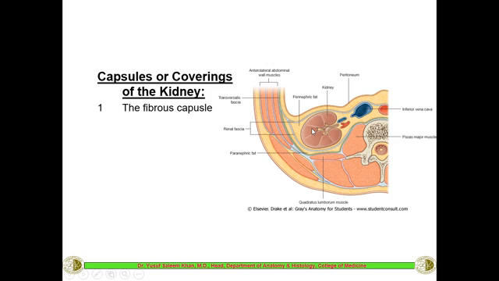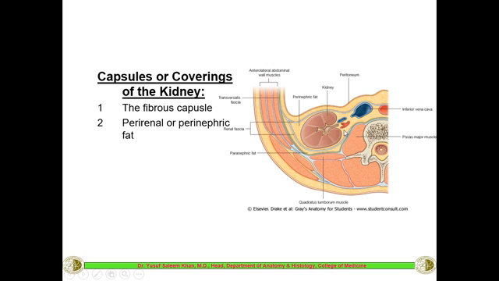So what are the coverings of the kidney? This is the section of the kidney, and the closest to the kidney will be the fibrous capsule, which, as I said, is the condensation of the tissue of the kidney. The next covering is called the perirenal or perinephric fat. Around the kidney, this is the fat which will be present.